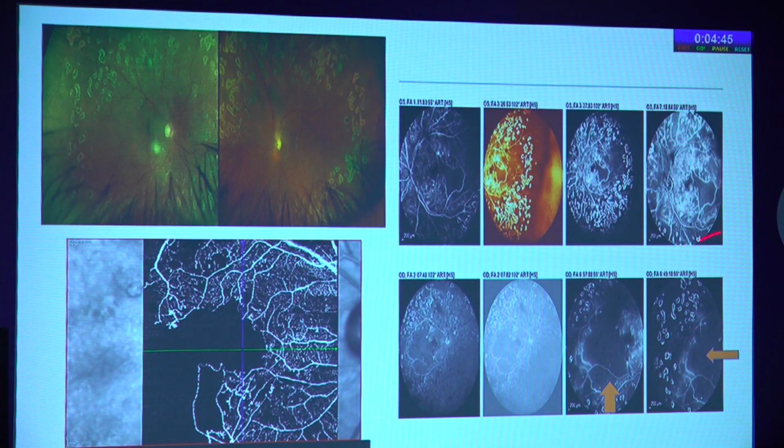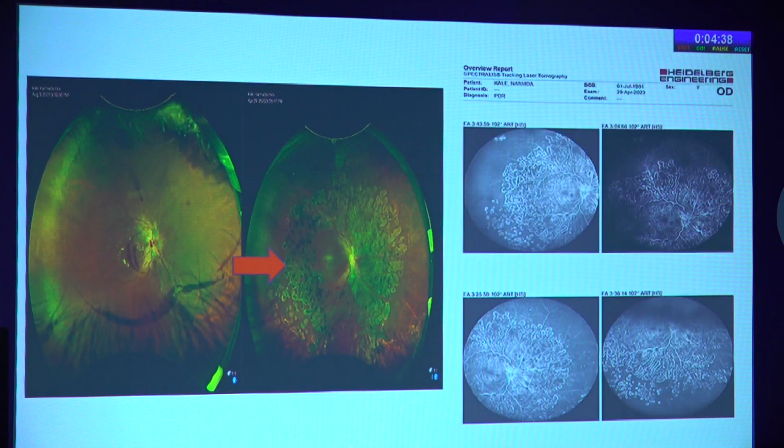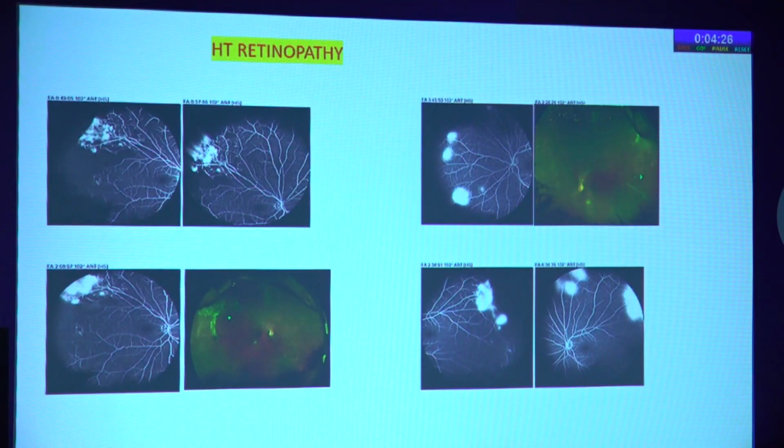If so many areas of non-perfusion were remaining, obviously the patient was progressing and not responding to any treatment. This is again a case of PDR NVD where someone has treated, and after angiography you can see lots of areas where non-perfusion were there, and it requires additional treatment, and that information you will get only on the basis of wide field angiography.